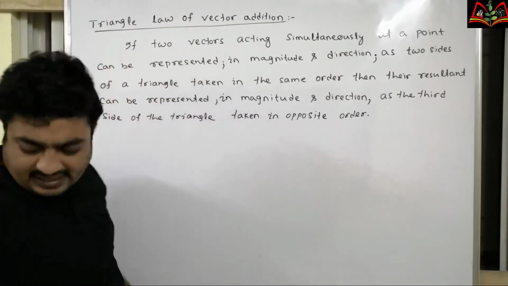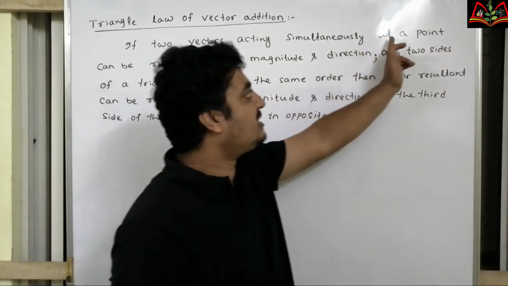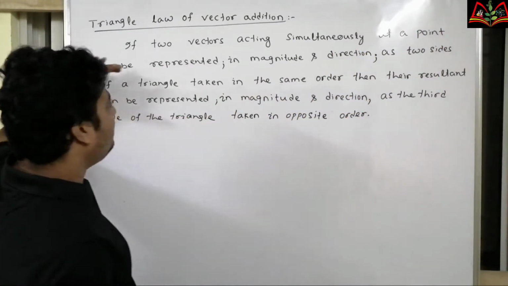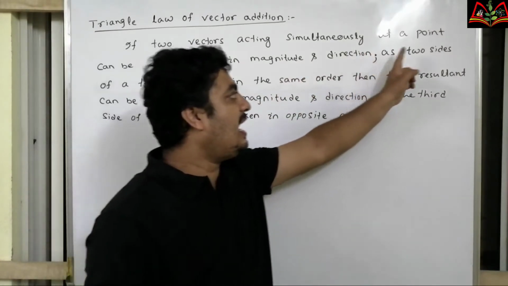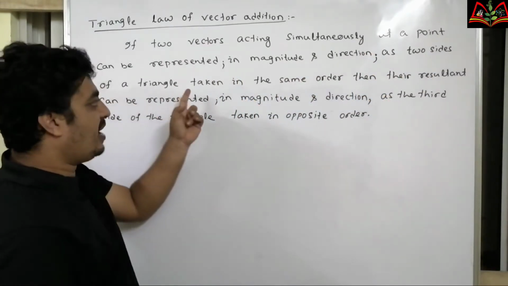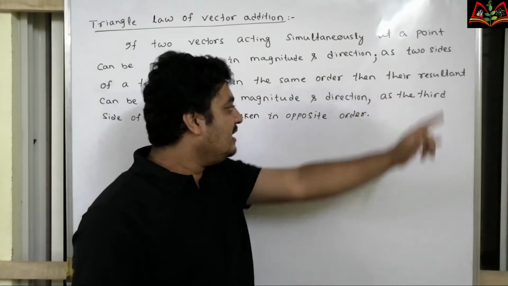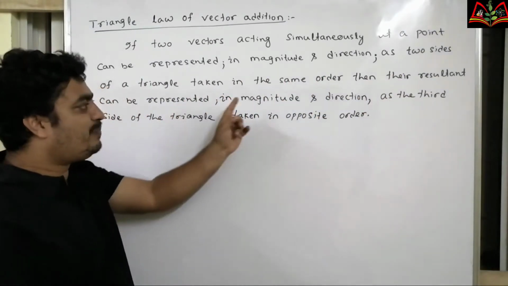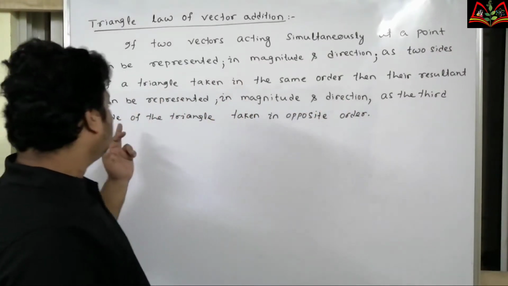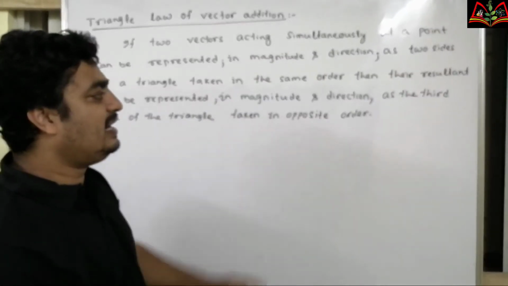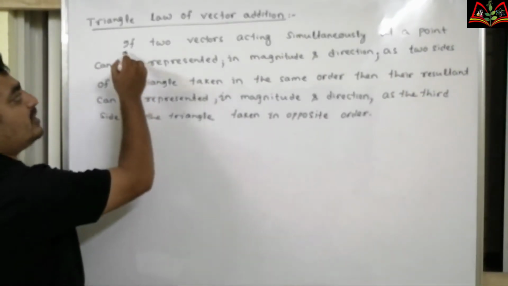It states that if two vectors acting simultaneously at a point can be represented in magnitude and direction as two sides of a triangle taken in the same order, then the resultant can be represented in magnitude and direction as the third side of the triangle taken in opposite order. So, first we have to understand this.